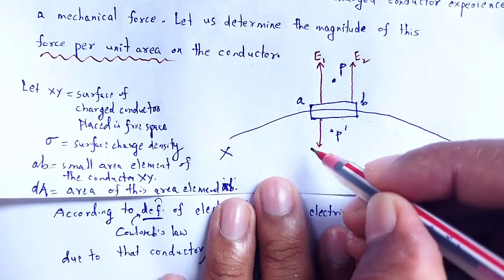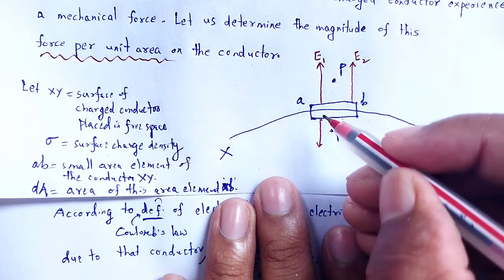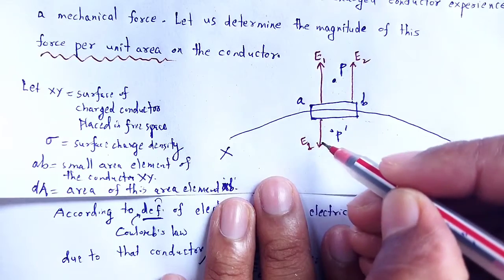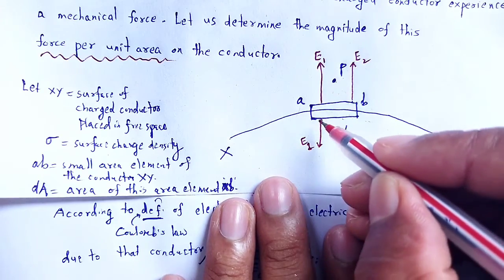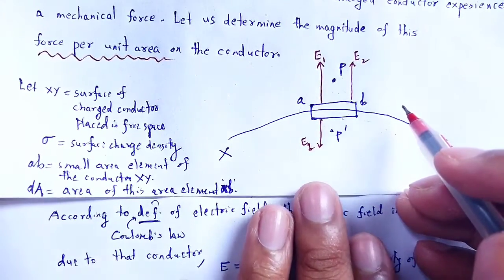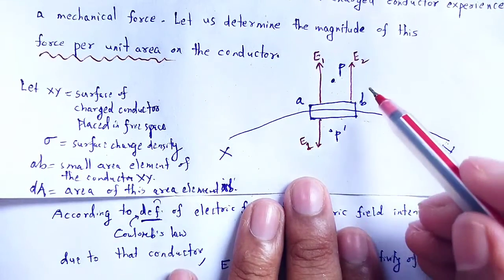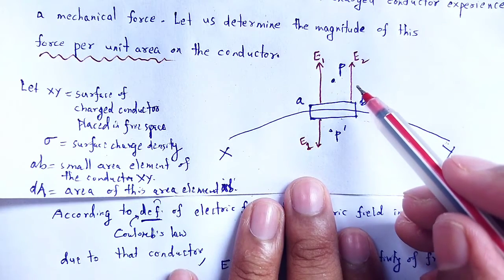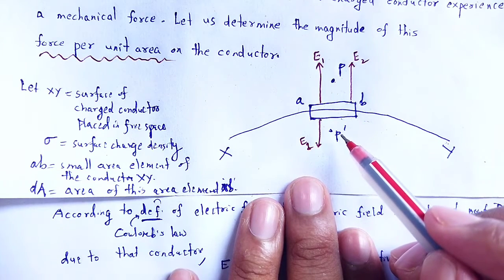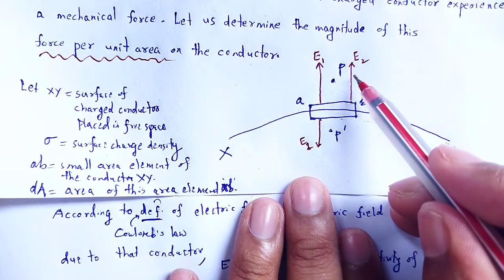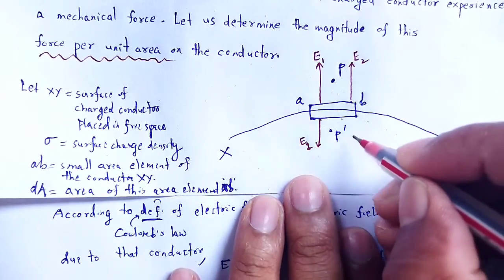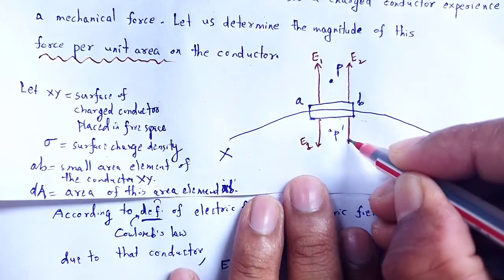E1 dash is exactly the same in magnitude and opposite in direction to E1. Here is the direction of E1. At point P, this is the electric field intensity due to that element of charge. And the magnitude of the electric field intensity E2, due to the charge of the remaining portion, at point P dash is the same, and the direction is also the same as that of E2. Here is the direction of E2.